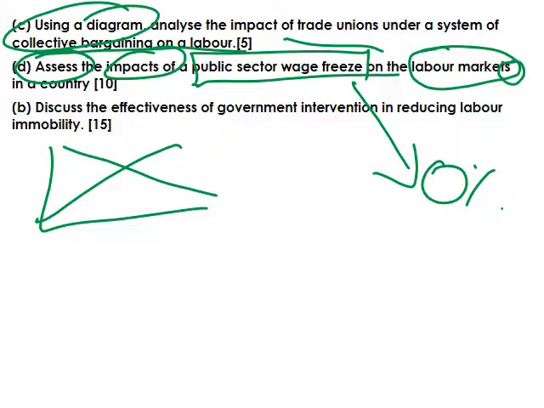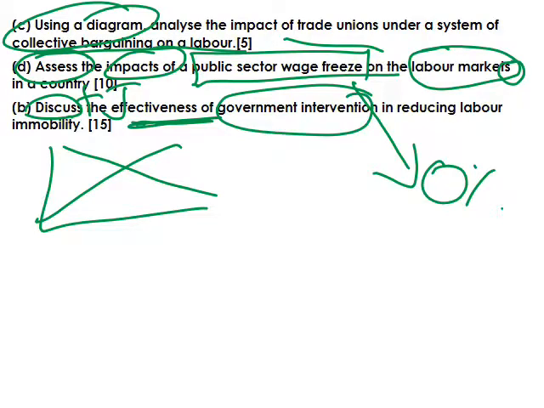And lastly, discuss the effectiveness. So again, two-sided plus a judgment. Effectiveness, so we're going to have an extent to answer towards the judgment. Government intervention in reducing labour immobility.